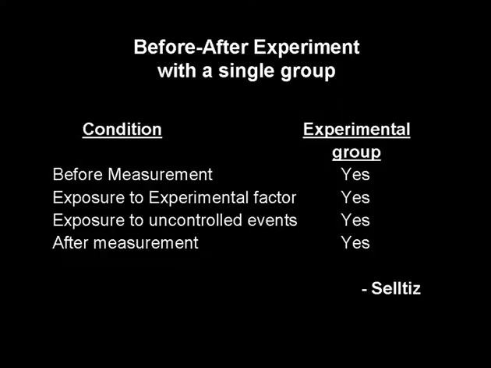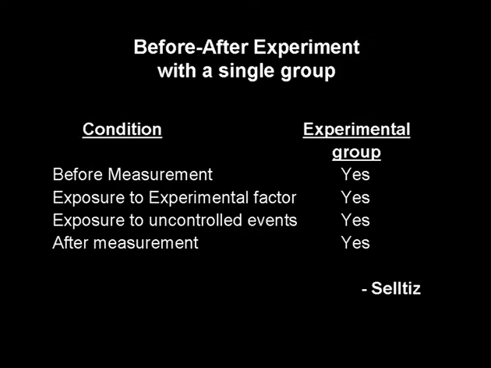Now, I will explain to you the conditions of the before-after experiment with a single group. This is a diagram given by Celtis in his book. On one side, we have the condition, on the other side, the experimental group. Before measurement, yes. Exposure to experimental variable, yes. Exposure to uncontrolled events, yes. After measurement is also yes.